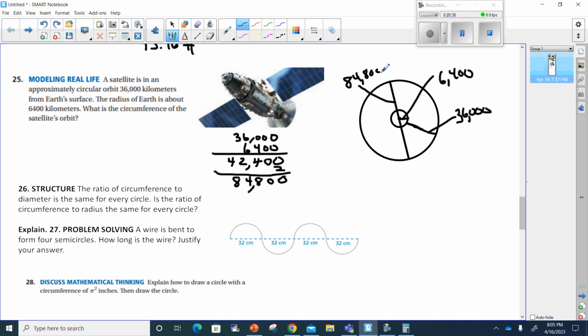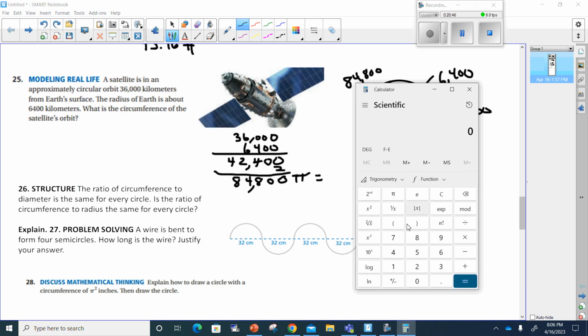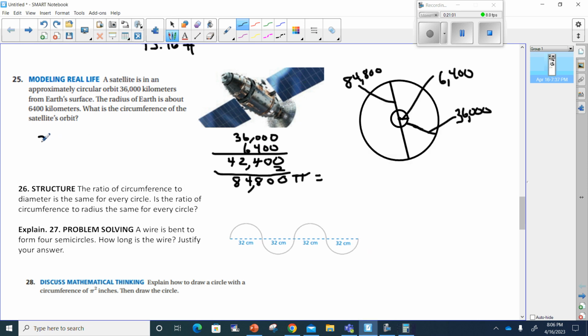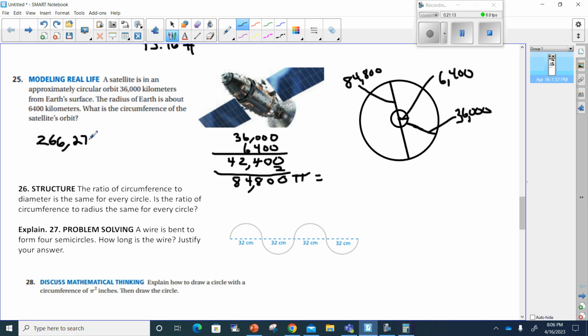And the rule is we have to take the diameter and multiply it by pi to get our answer. So let's go ahead and do that. We're going to take 84,800 and multiply that by 3.14, and that gives us, wow, about 266,000. Let's see here, 272 kilometers.